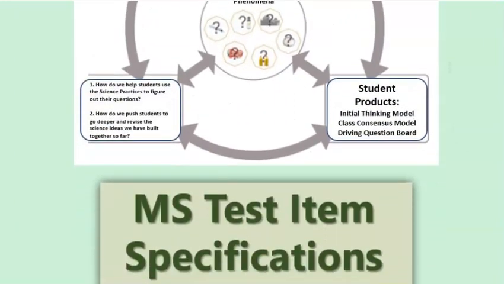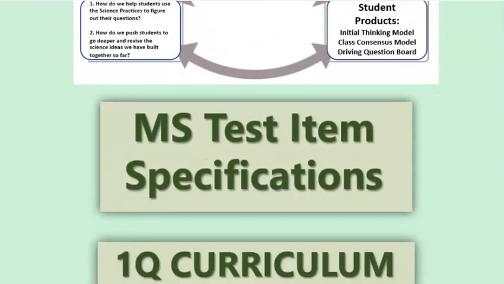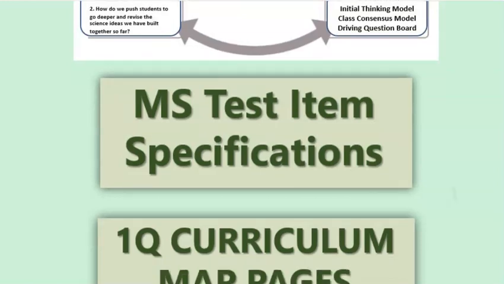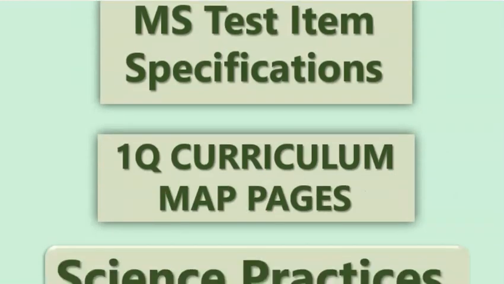Below this graphic are your buttons. These are links to these resources. This is a middle school page, so if you're a biology teacher, this one will say the biology test item specifications. Click on there to receive only the pages that we will be utilizing for the first quarter. It's not the whole book.